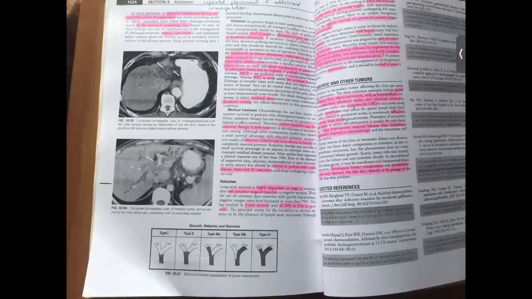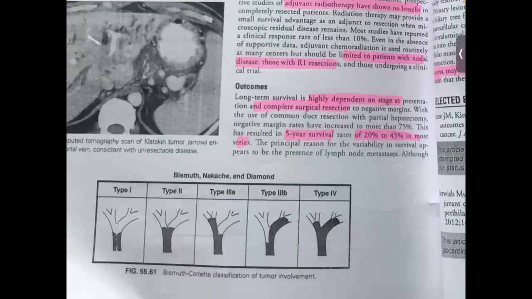So this is the Bismuth-Charlotte classification. Type 1 is below the bifurcation. Type 2 up to the bifurcation. Type 3A is beyond the bifurcation on the right side. Type 3B is beyond the bifurcation on the left side. And type 4 is on both sides.